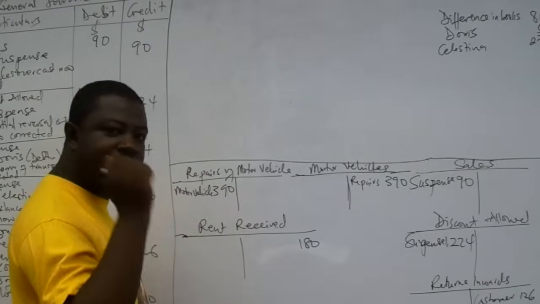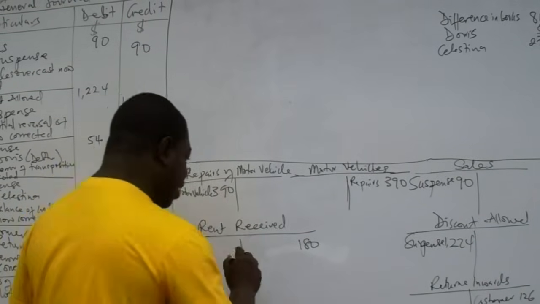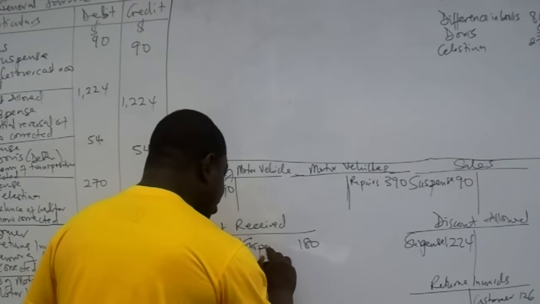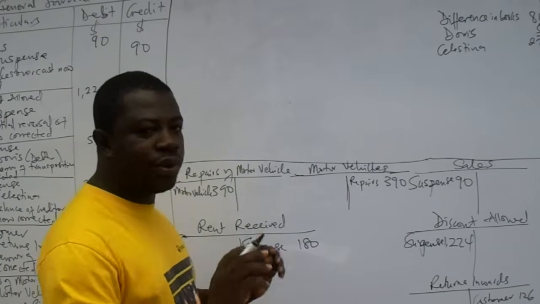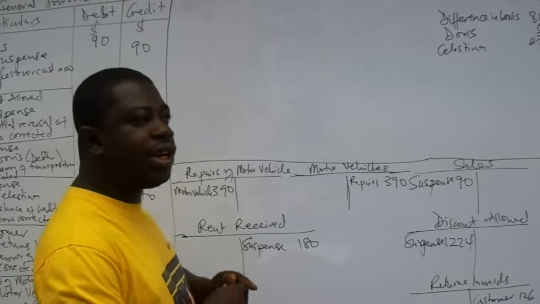And because this is an error that affects the agreement of the trial balance, it goes through suspense because it doesn't have any corresponding entry now. We don't take it back to the cash book. No, we don't do that because it has already been closed.